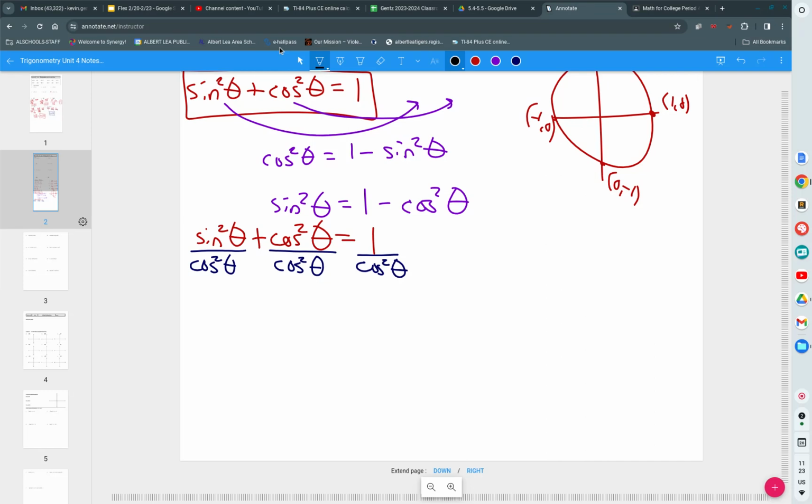What is sine squared divided by cosine squared? Tangent squared. What is cosine squared divided by cosine squared? 1.